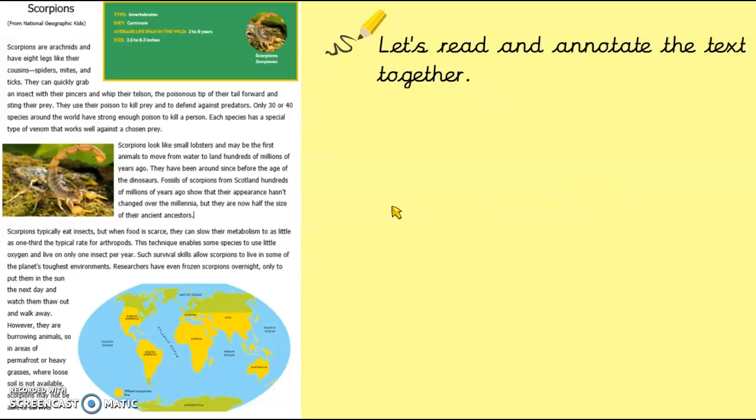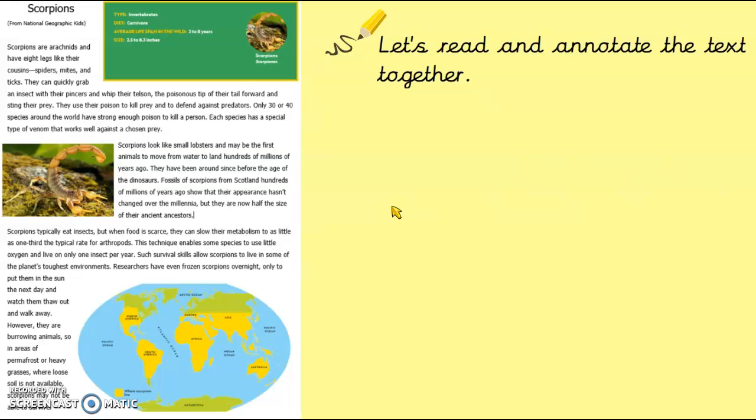So they can change how much food they need. So they're able to slow their body down so that it doesn't need as much energy, doesn't need as much food, and then they can live on one insect per year. Okay, so that's going to help them where there's not much food, which is what it says next actually.